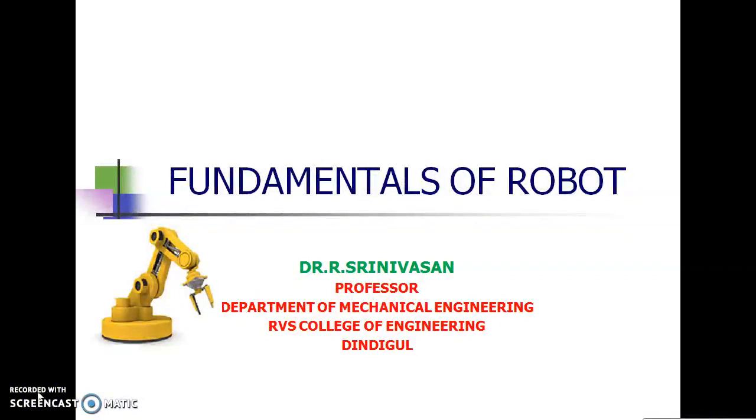This is part 3 of Fundamentals of Robot. In the previous video, we discussed robot specifications. This is the continuation of that video. In this video, we are going to discuss spatial resolution, control resolution, accuracy, repeatability, and speed of motion.